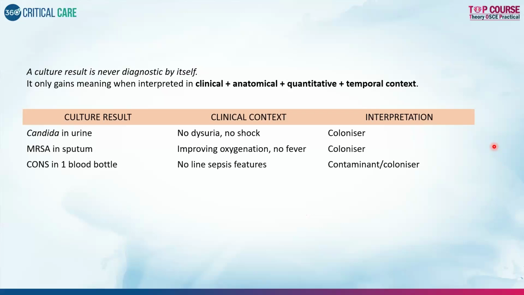What do I mean by temporal context? If the patient develops sepsis, fever, shock, and you have done a culture, and some organism has grown, probably this is not a colonizer and it is a pathogen. That is what we mean by temporal context. That is, you did a culture because there was a change in baseline parameters. So at that time you need to think twice before concluding that this is a colonizer. This is all that matters.